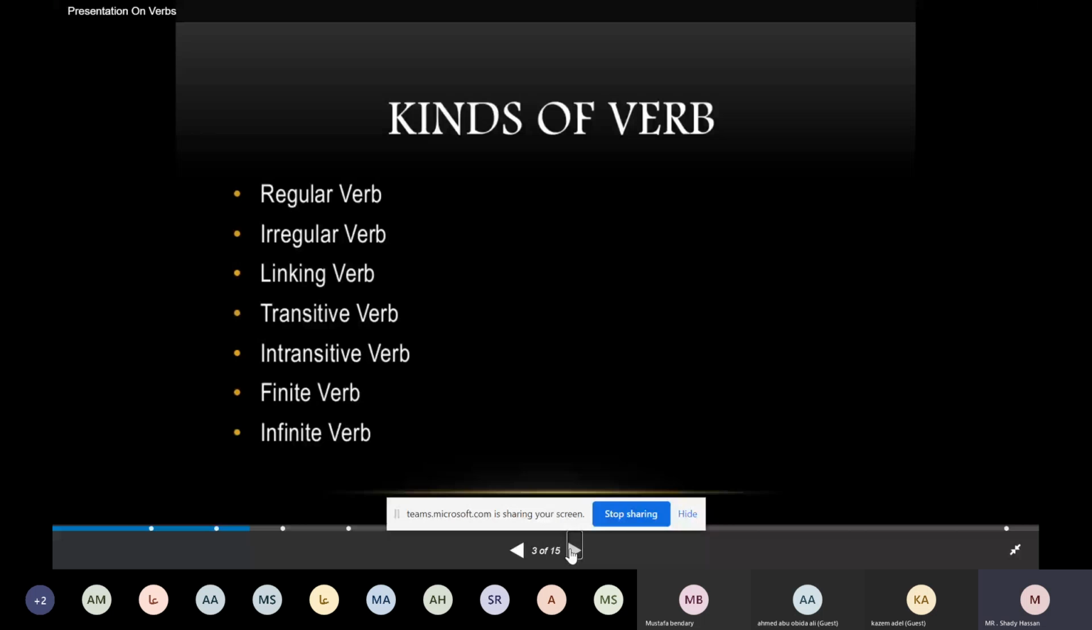Some other verbs don't have rules. They are about 150. The most common are 100 of these 150. So later on, I'm going to get you a list with these irregular verbs.